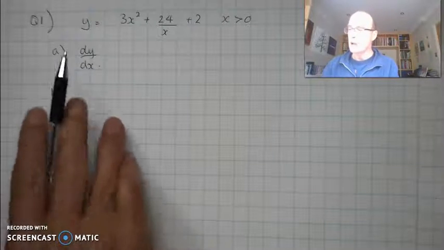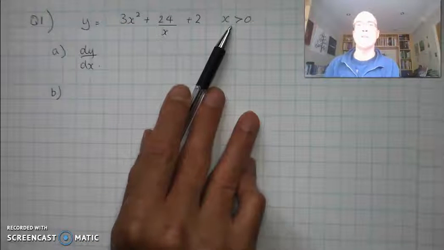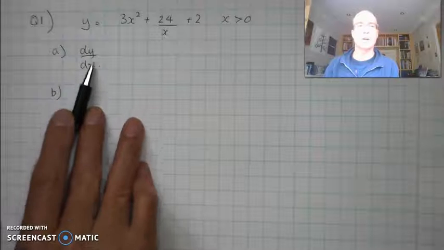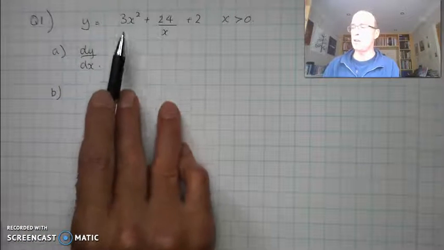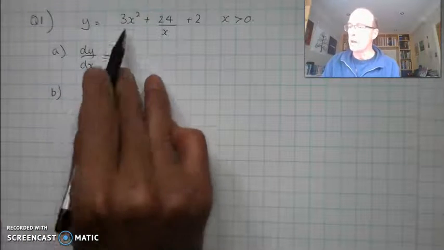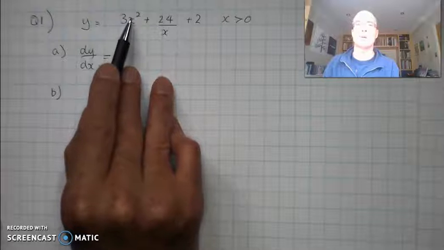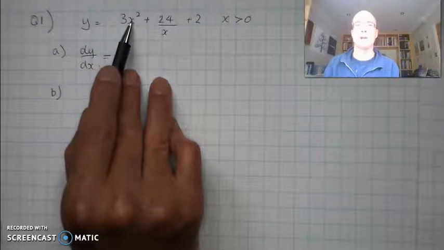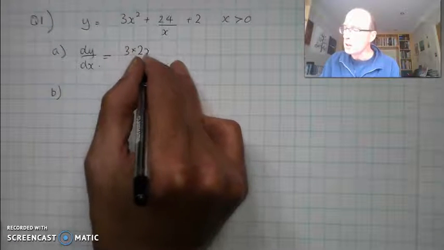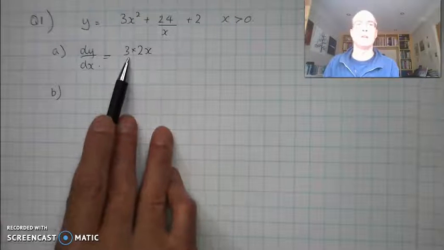Okay, question 1. We have a function y equals 3x squared plus 24 over x plus 2, for values of x bigger than 0. It's not interested in the negative values of x. We've been asked to find dy by dx, so I need to differentiate each of the three terms. For 3x squared, I'm going to reduce my power by 1, and that 2 is going to be brought down and multiply by my 3, so I've got 3 lots of 2x, which is 6x.